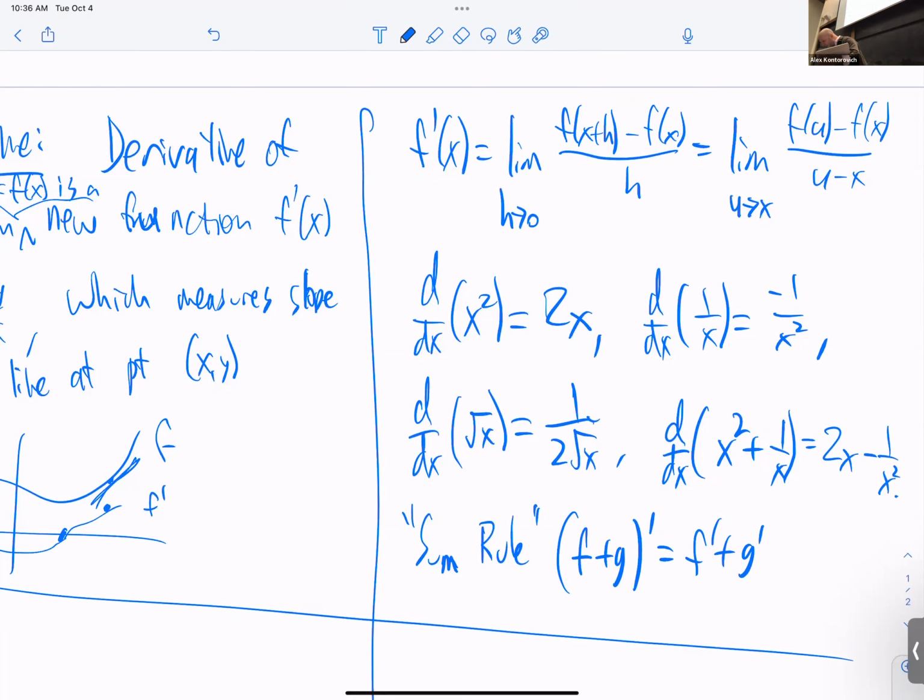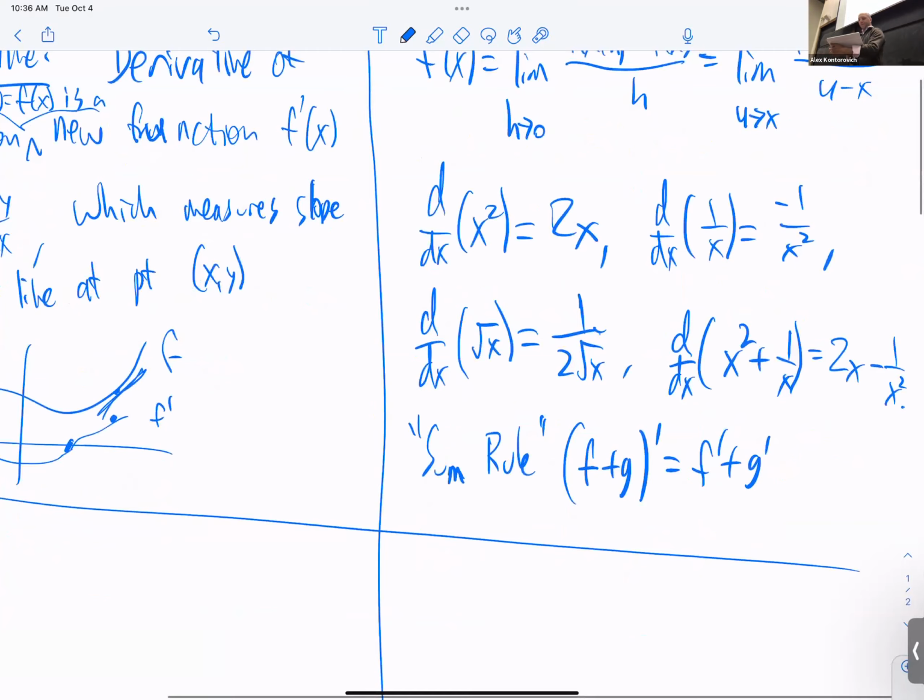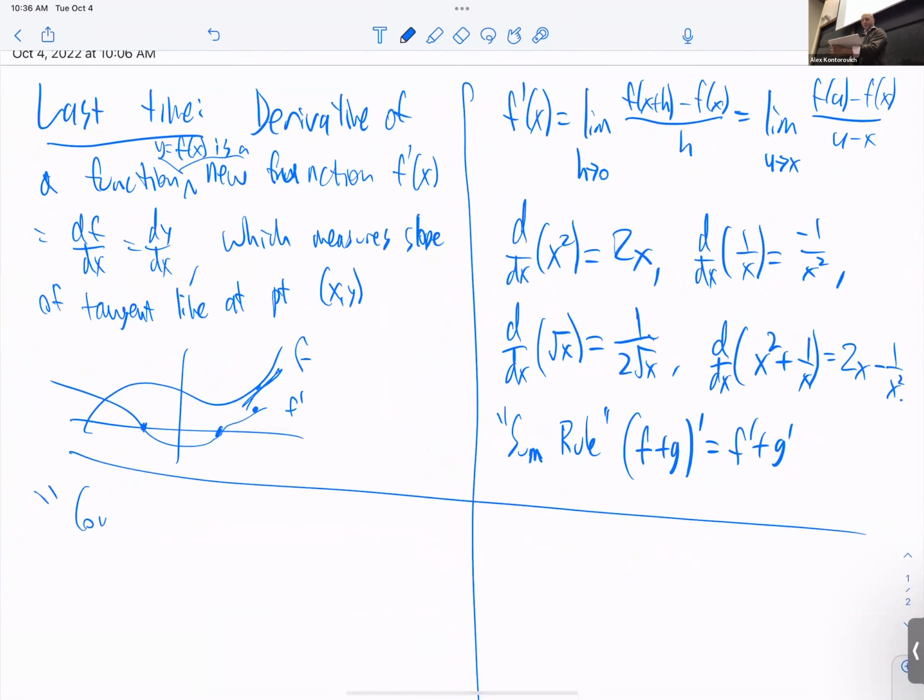Did we get any farther last time? We did one more thing, what's sometimes called the constant rule, which is simply that the derivative of a constant is 0, which is obvious because a constant line is always flat, horizontal. Okay, and I think that's as far as we got.